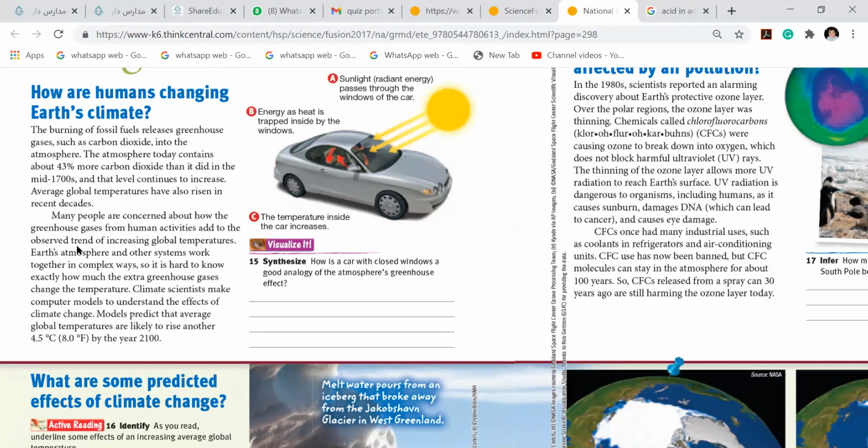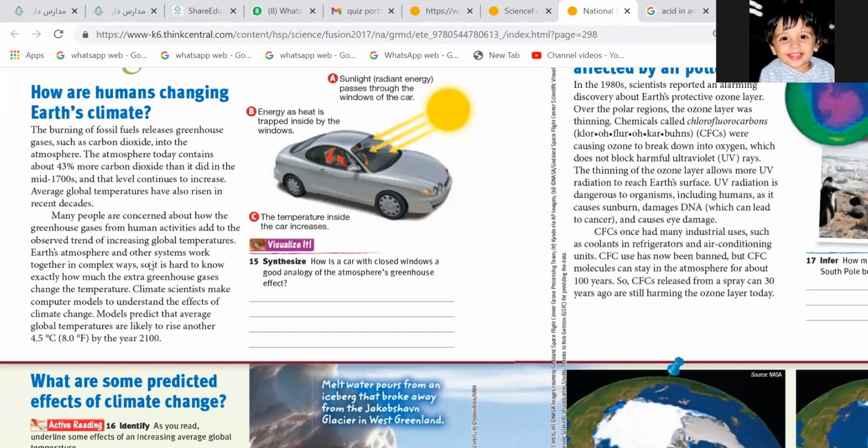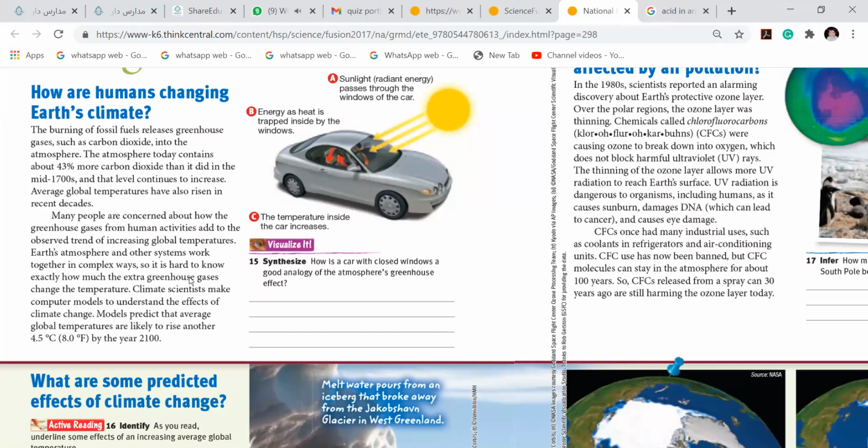And the gases coming out from the chimneys or from the factories. Many people are concerned about how the greenhouse gases from human activities add to the observed trend of increasing global temperatures. Earth's atmosphere and other systems work together in complex ways. That means it is tough to know exactly how much extra greenhouse effect there is.